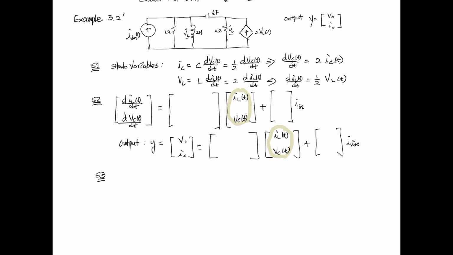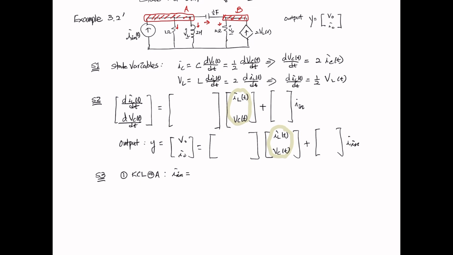Step number 3. In step number 3, we need to analyze the circuit. So what we can do, the input is the current source, so it's easier to do nodal analysis. We're going to let this be node A and this be node B, and then assign the direction of the current. Then the first equation, I'm going to do KCL at node A.